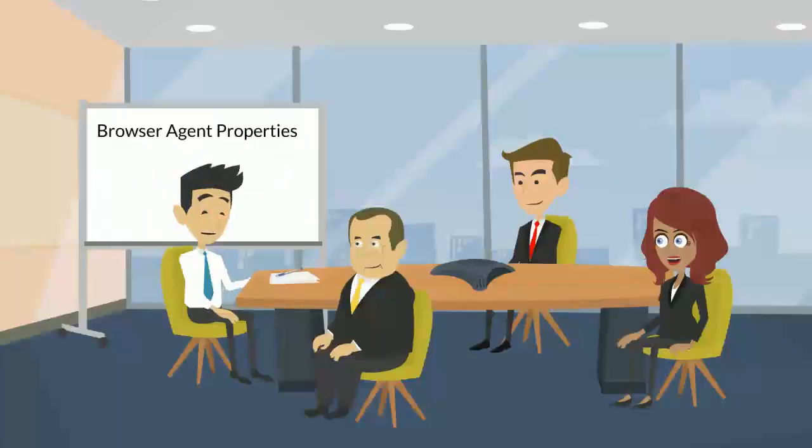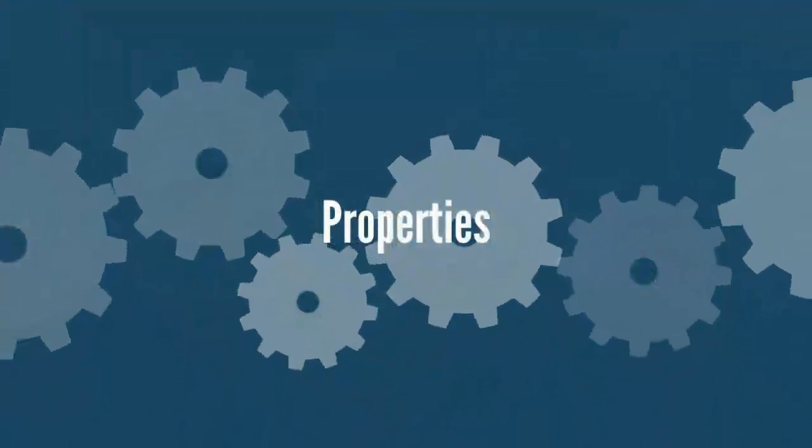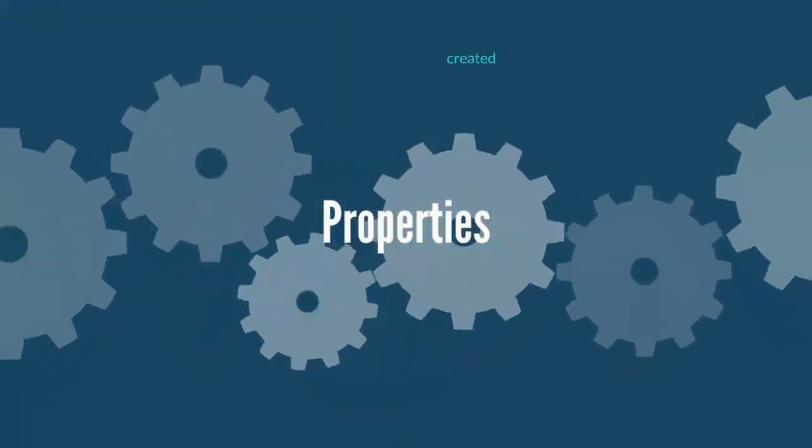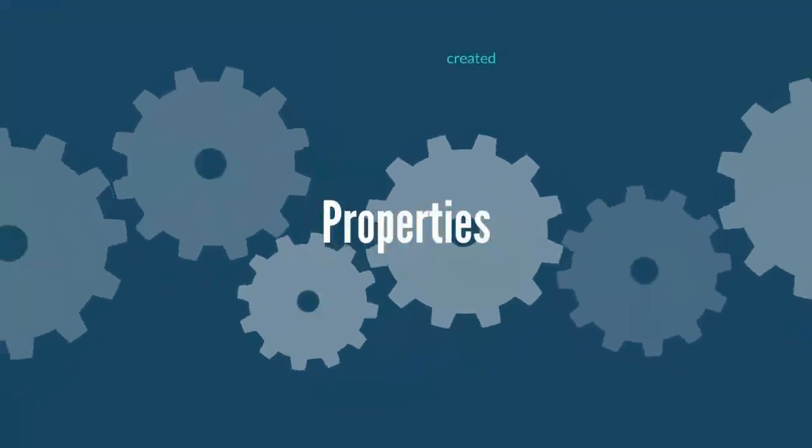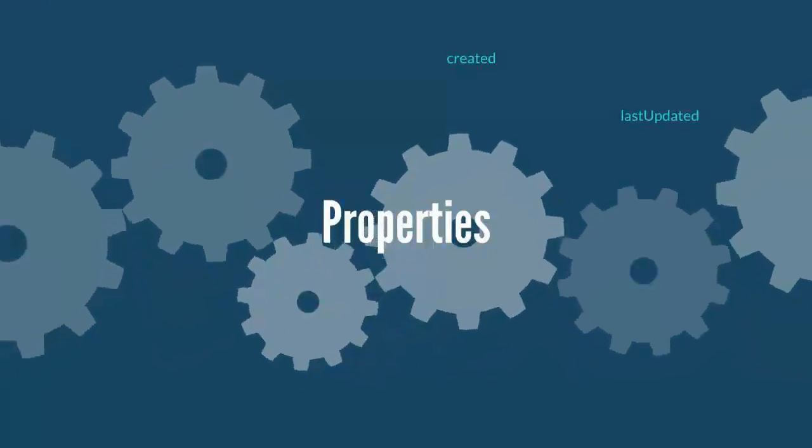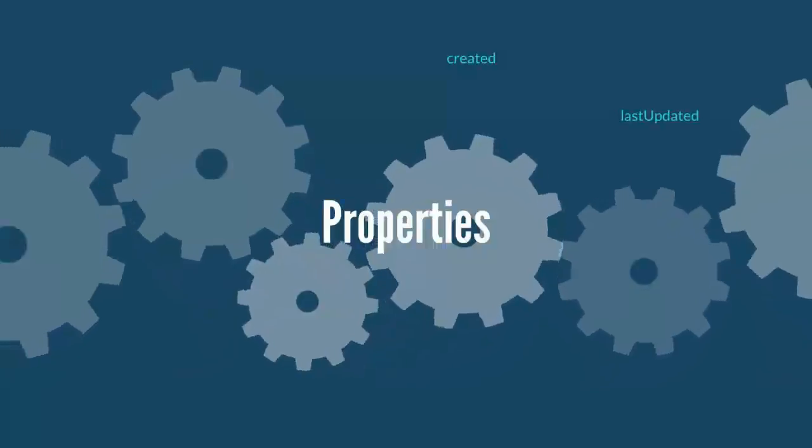Now that you understand the process flow, let's discuss some of the browser agent properties that are used for monitoring and metric collection. Here are just a few of the properties that are used. Created is the date and time when the profile was created. Last updated is the date and time when the profile was last updated.